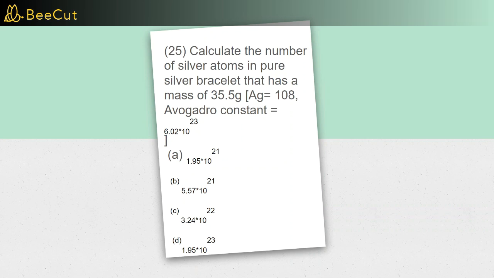And we're given 35 grams. We want to calculate the number of atoms. That shows the number of atoms, X, is equivalent to 35 grams. Now to do this, it will give us 6.02 times 10 raised to the power 23 multiplied by 35 divided by 108. The answer is 1.95 times 10 raised to the power 23. That is the correct answer. Option D is the correct answer.